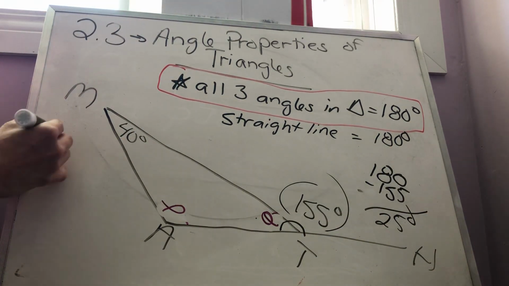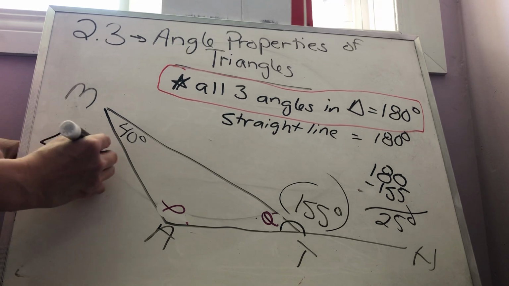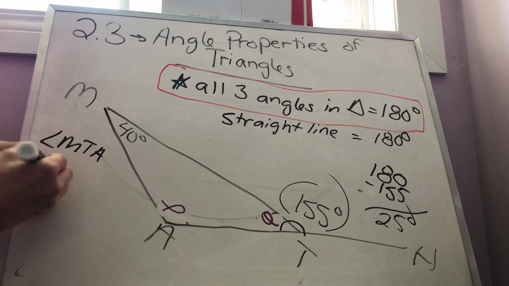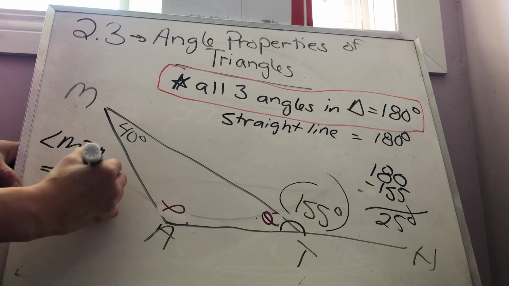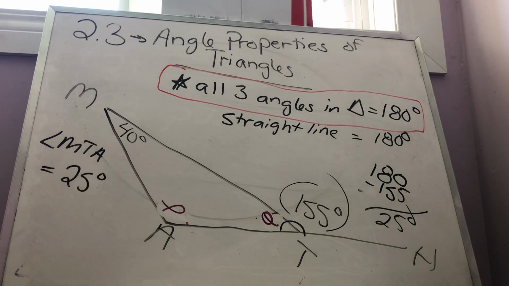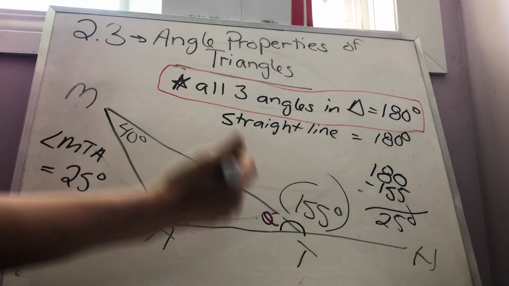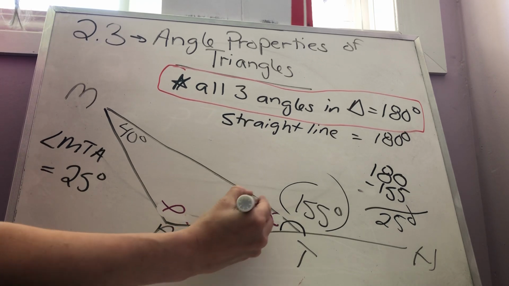So angle MTA is equal to 25 degrees. I'm just going to write that over there with the name and the angle. So we have the 25. I'll just put that on here in a different color. So we solve for that.